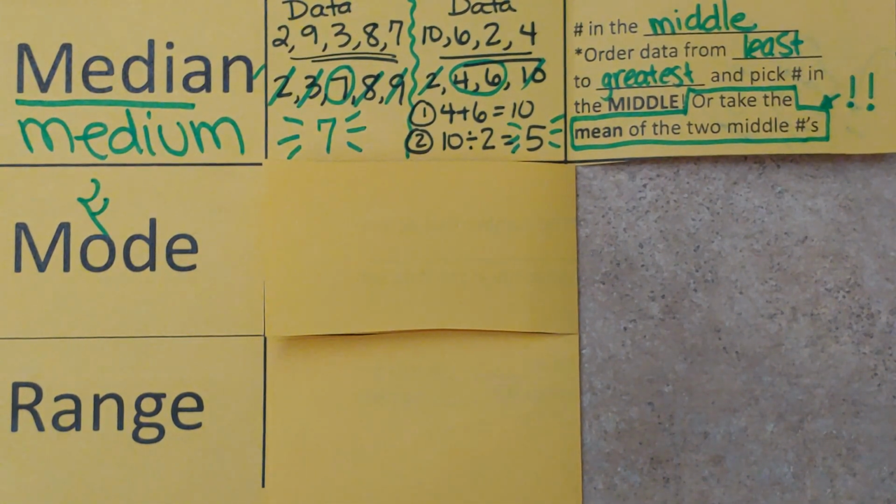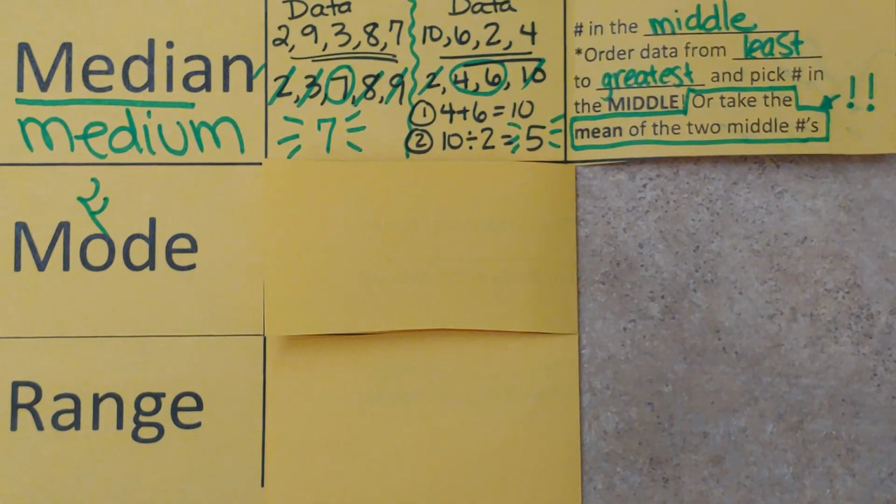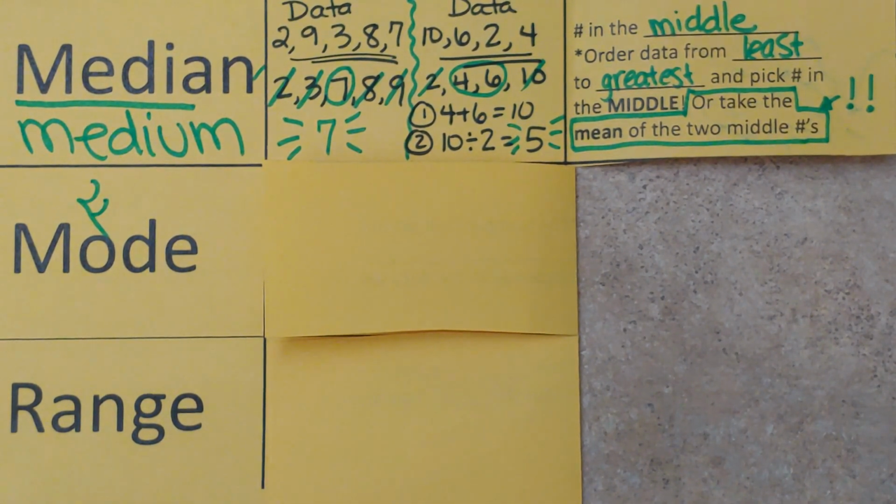The mode is the most, the mode is the most, the mode is the most repeated number in the bunch. Now you join with me. The mode is the most repeated number in the bunch. It will get stuck in your head, I promise.